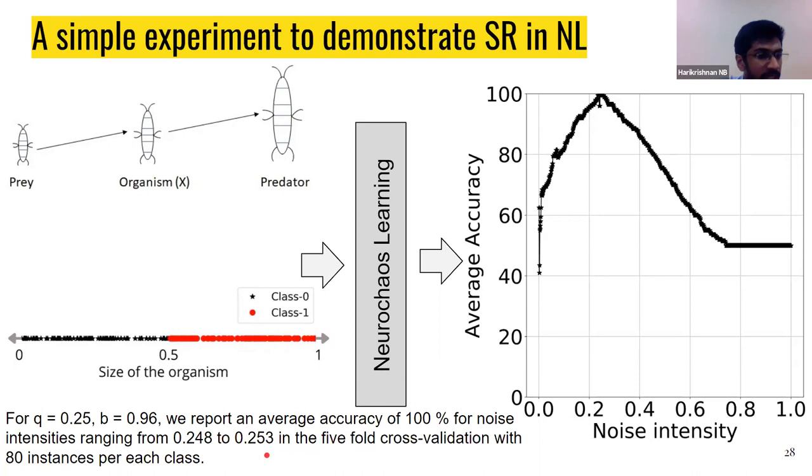Basically, we fixed the initial neural activity and discrimination threshold to 0.25 and 0.96 respectively. Then we varied the noise intensity, and for each noise intensity, we did a 5-fold cross validation of the training set. The result of the 5-fold cross validation is given in this graph. We observed that when the noise intensity is between 0.248 and 0.253, we get a maximum average accuracy equal to 100%, similar to the peak that you have observed.